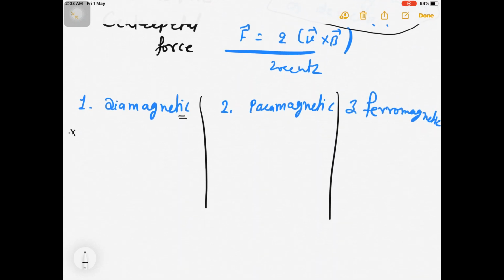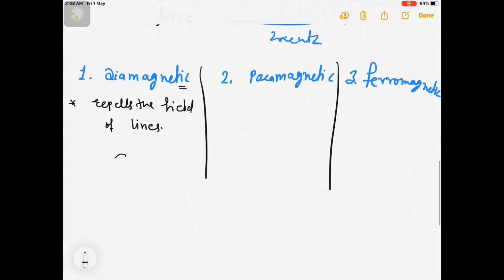So the first thing, a diamagnetic material repels the magnetic field lines. I'm talking about magnetic field lines. So what happens if we put a diamagnetic material in an external magnetic field? The magnetic field lines will bend and pass around like this. They will not pass through the material. The field lines will be bent and avoid passing through the magnetic material.